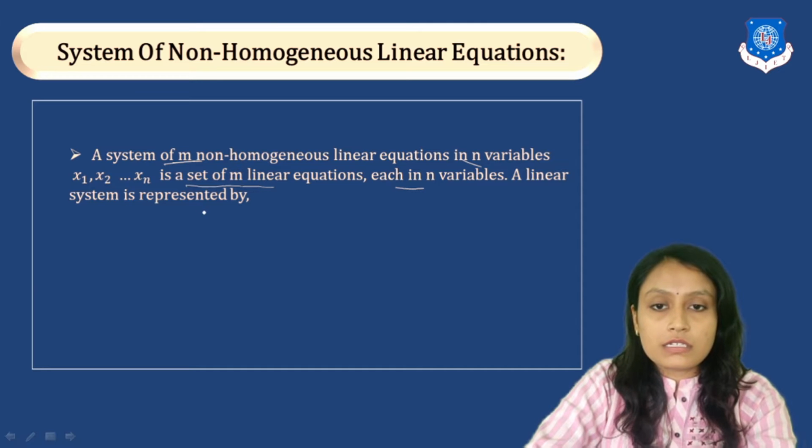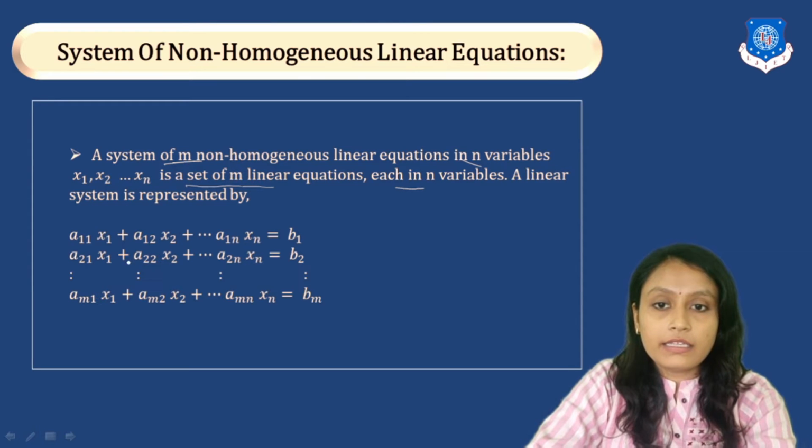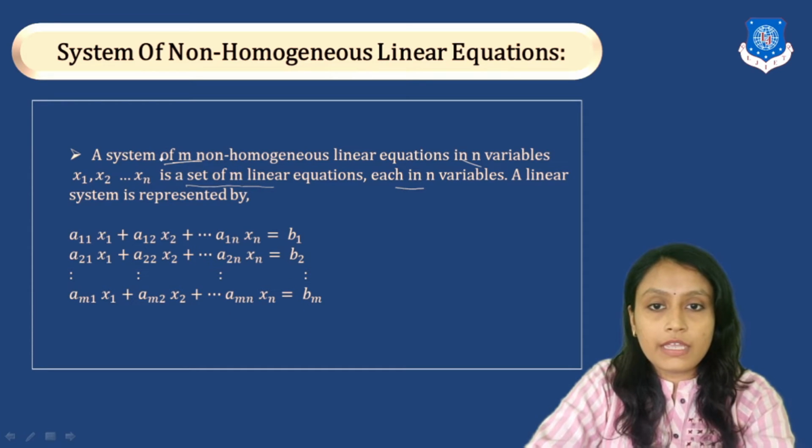So a linear system is represented by a11 x1 plus a12 x2 plus a1n xn is equal to b1, and so on up to am1 x1 plus am2 x2 plus amn xn is equal to bm. Okay, so here we have m linear equations, right? And we have n variables. You can see here we have m equations and n variables, and the system is represented like this.